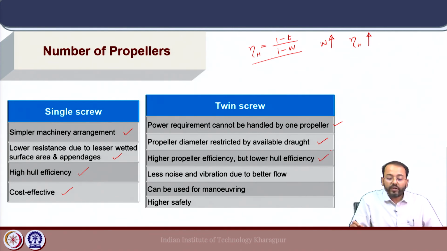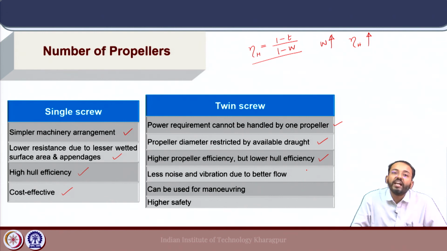The third one is a higher propeller efficiency. Now, once we choose the twin screw propulsion system, the thrust loading is distributed between the two propellers. If the total thrust required to propel the ship in a specific operation condition is T, then using a twin screw propulsion system, the thrust on each propeller is T by 2, and that reduces the thrust loading, and if the thrust loading is reduced, we can obtain a higher propeller efficiency.